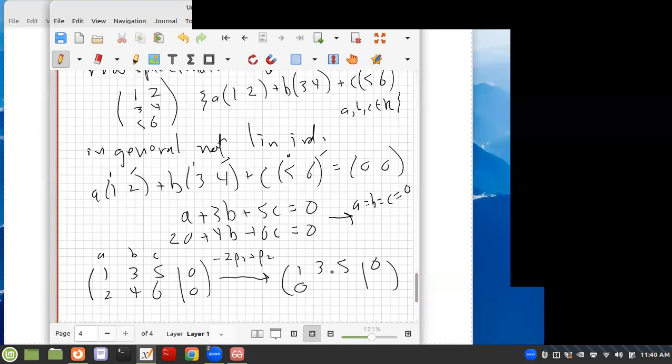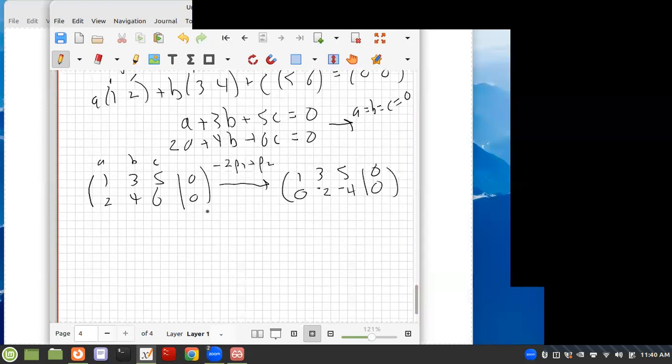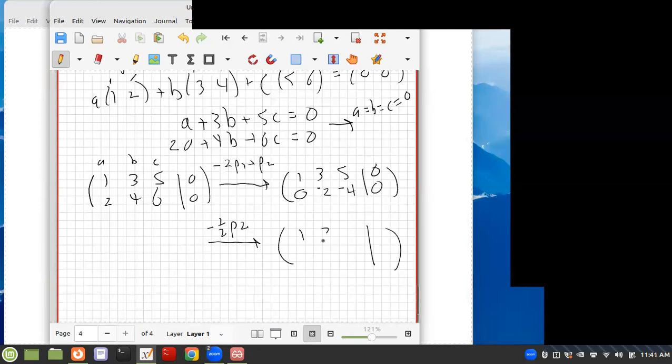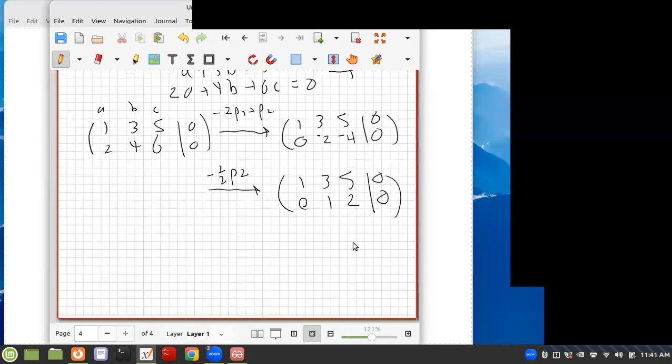And -6 plus 4 is -2, and -10 plus 6 is -4 and 0. Right, and then just to make it simpler, I could multiply row 2 by -1/2 to make the matrix look nicer: 0, 1, 2, 0. I get rid of the minus sign, I get rid of a factor of 2 here. Okay, well, this is an echelon form.